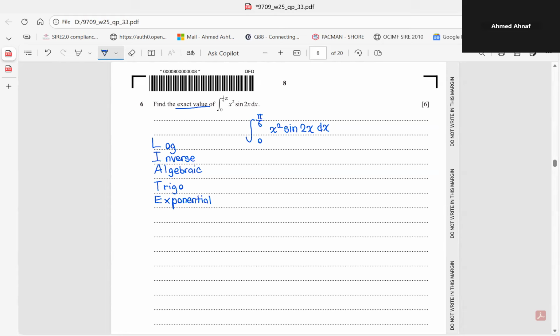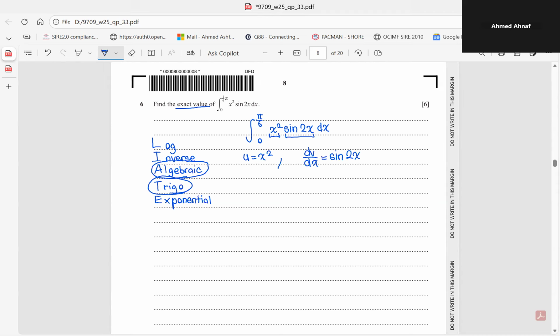How we do this is we circle the types of functions we have. In this case, we have the algebraic function as well as the trig function, and whichever comes first in our list would be u. Algebraic comes first before trig, so we're going to let x squared become u. So u would be x squared, and sine 2x would be dv over dx.